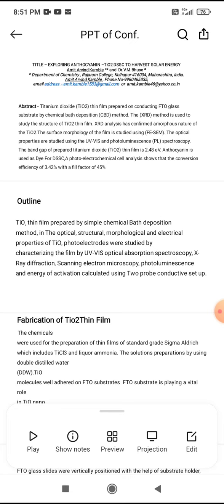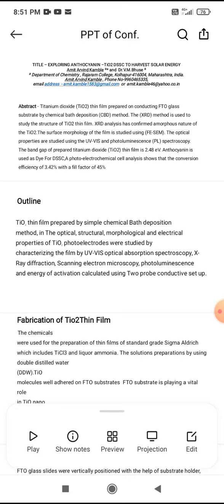Abstract: Titanium dioxide thin films were prepared on conductive FTO glass substrate by chemical bath deposition method. The XRD method is used to study the structure of the TiO2 thin film. XRD analysis has confirmed the amorphous nature of TiO2. The surface morphology of the thin film is studied by using SEM.